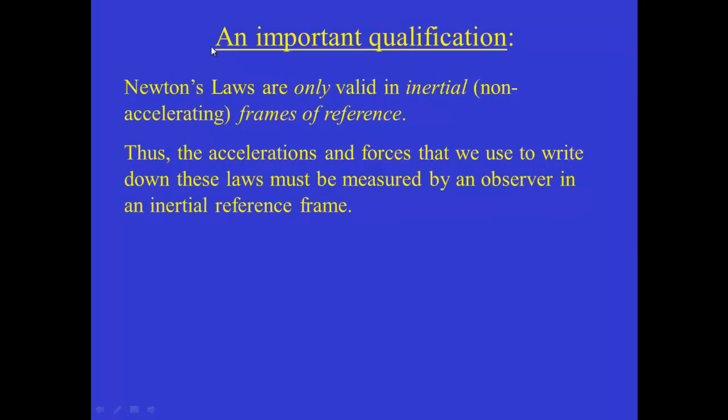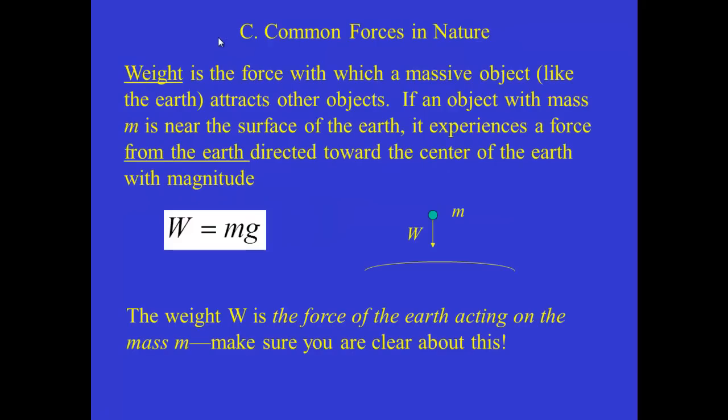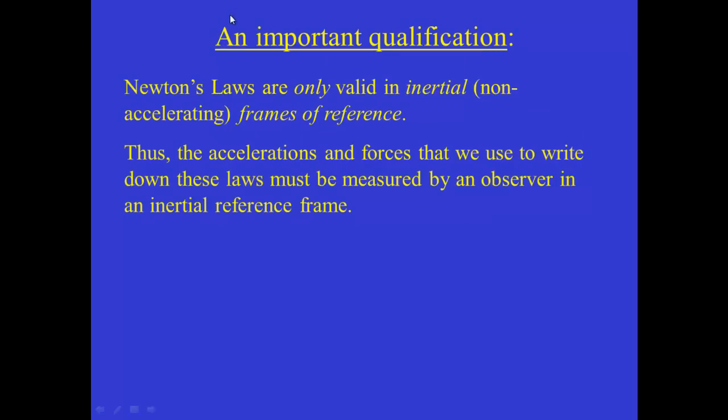So, one important qualification as we finish this section, where we've discussed qualitatively Newton's laws, is who is it that can write down Newton's laws? As we've stated them, and in particular it's the second law that's important here, Newton's laws are only valid in special reference frames, and these are non-accelerating frames of reference. Our textbook talks about inertial frames of reference, and that means that they are non-accelerating. So the accelerations and the forces that we use to write down these laws must be measured by an observer in an inertial reference frame.